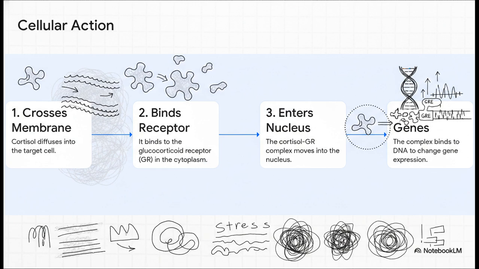Once inside, it latches onto specific bits of DNA called glucocorticoid response elements, or GREs. By doing this, it acts as a transcription factor, directly turning genes on or off. This is the fundamental mechanism that allows cortisol to have such profound and varied effects all over the body.